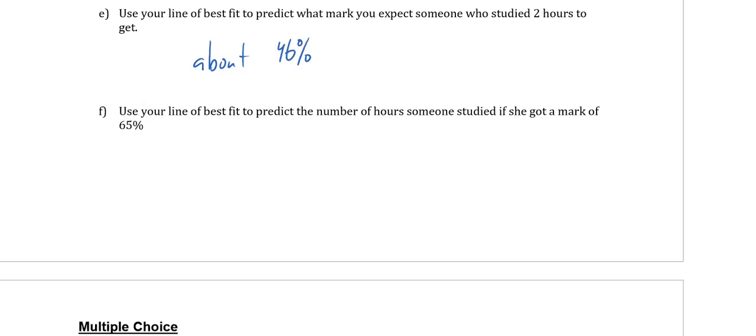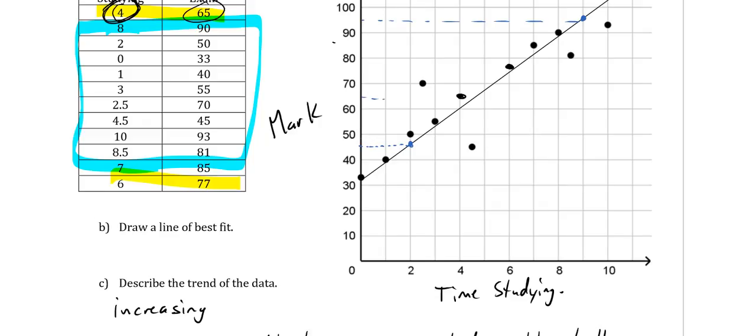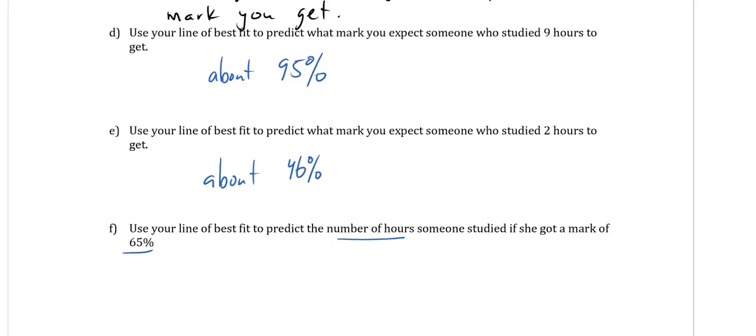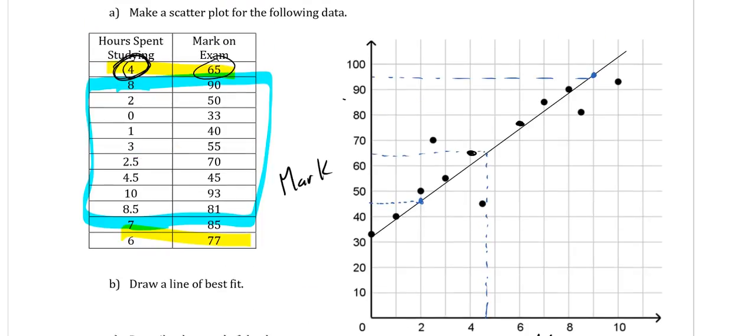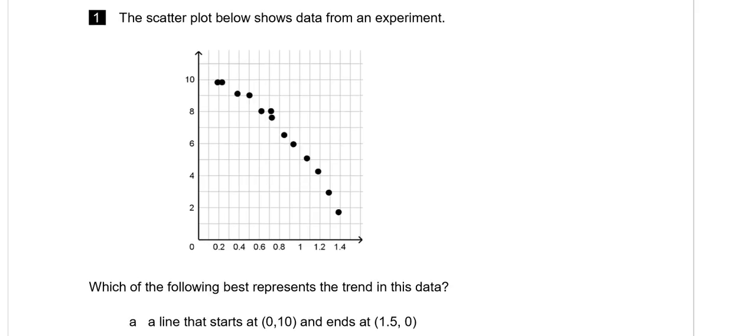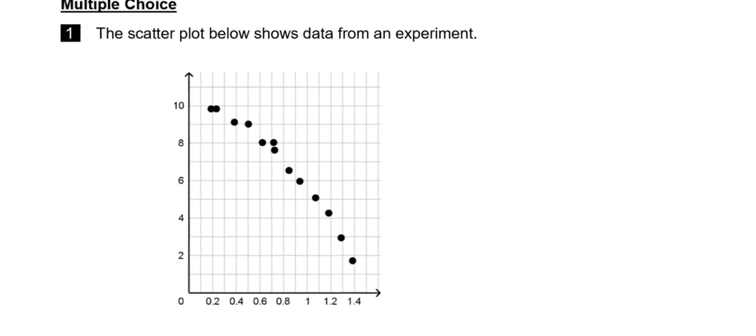And then we can flip it around and use our line of best fit to predict the number of hours somebody studied if she got a mark of 65%. So I go to 65 and I follow it over. And it's right about there. And then I follow that down. And it looks like a bit more than 4.5. But if you said 4.5, that would be close enough. 4 is a bit too far off, I think. About 4.5 hours. Because 4, it goes through right there. So 65 looks better than that. Okay. You can guess for sure.